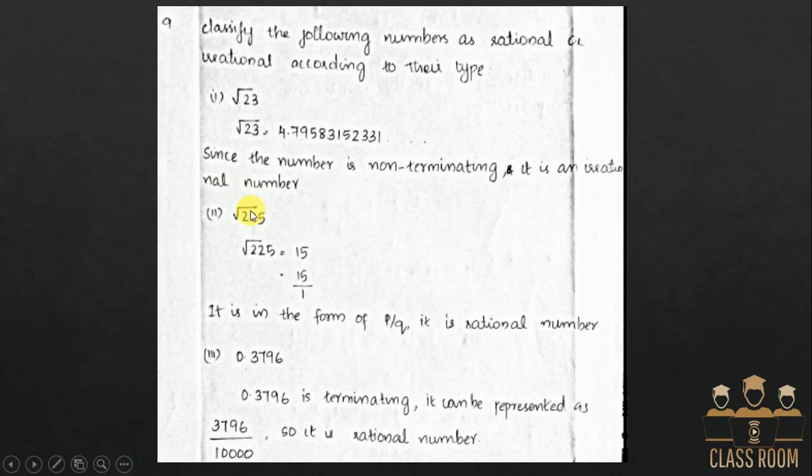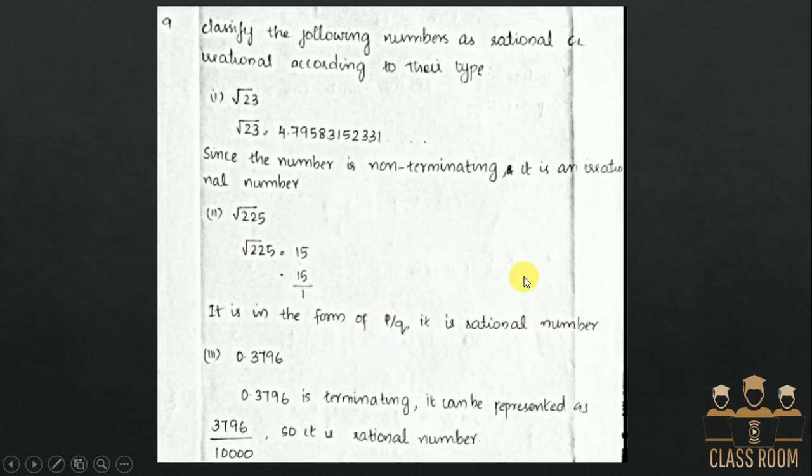See, in this root 225, we know that by taking the root of 225, we got the answer as 15. 15 into 15 is 225. So the square root of 225 is 15. This 15 can be represented as 15 by 1. So it is a rational number.